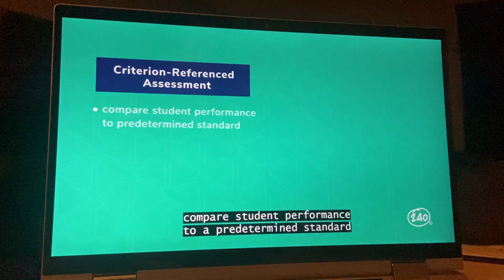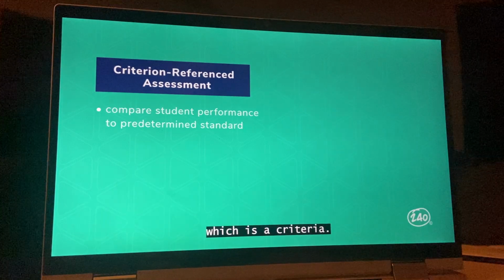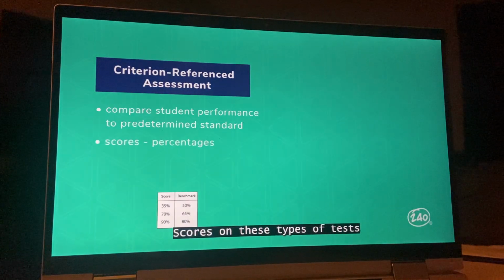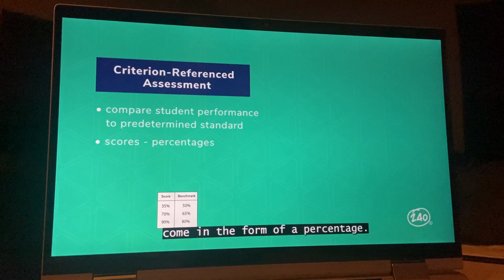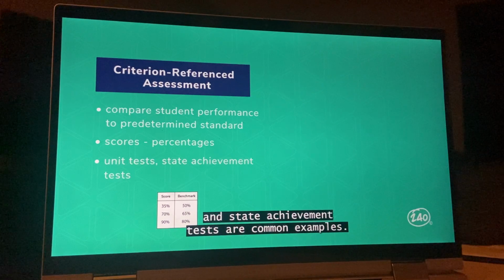Criterion-referenced assessments compare student performance to a predetermined standard, which is a criteria. Scores on these types of tests come in the form of a percentage. Tests administered at the end of an instructional unit and state achievement tests are common examples.